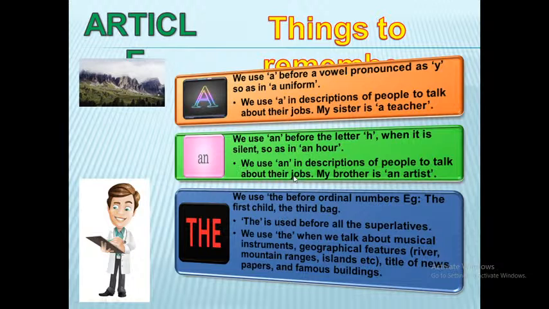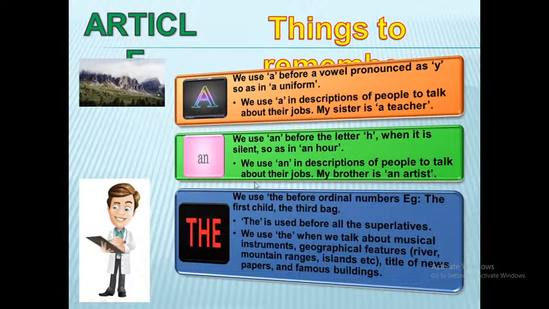Now read the second rule. We use an in descriptions of people to talk about their job. Condition is that the job should start with a vowel sound. Okay, for example, an artist. My brother is an artist.